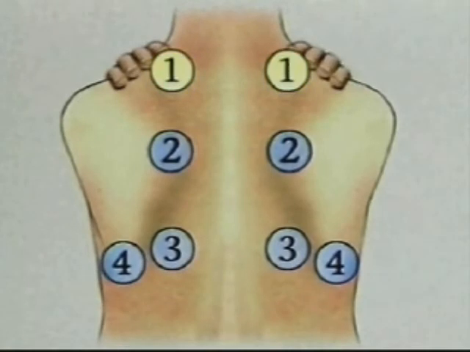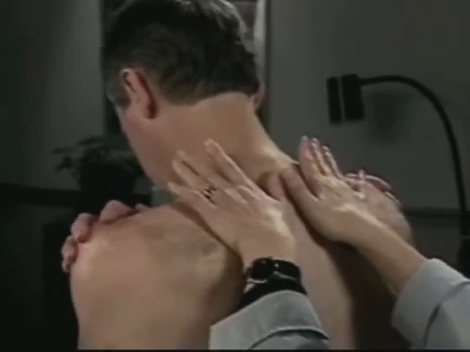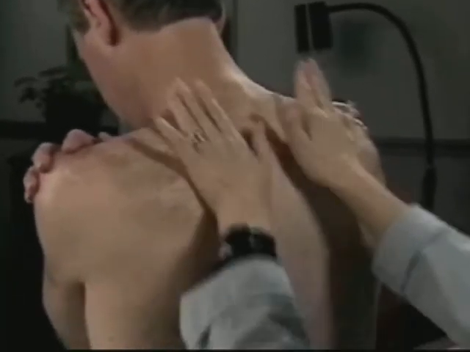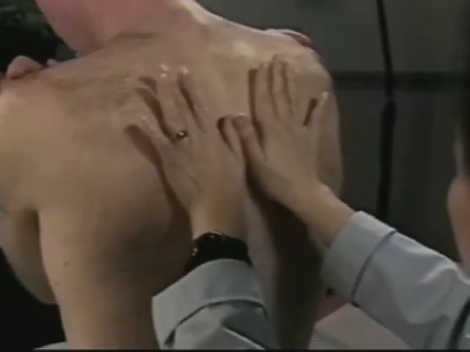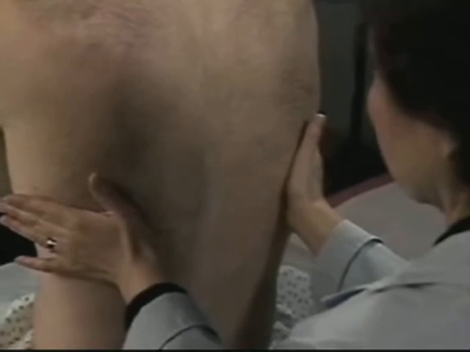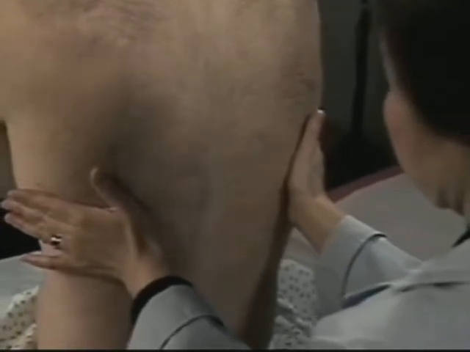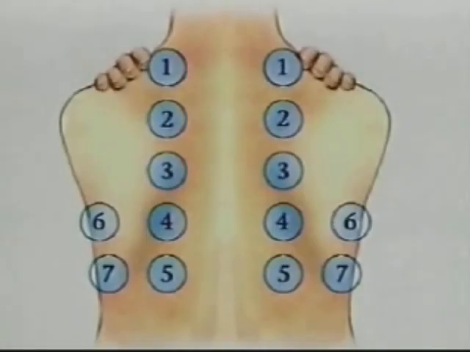Next, using this pattern, systematically palpate for tactile fremitus. Using the balls of your hands, palpate and compare symmetrical areas for tactile fremitus as the patient repeats "99." Identify areas of increased, decreased, or absent fremitus.